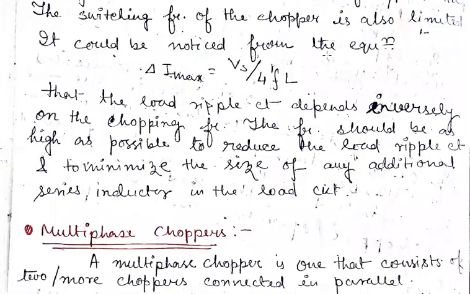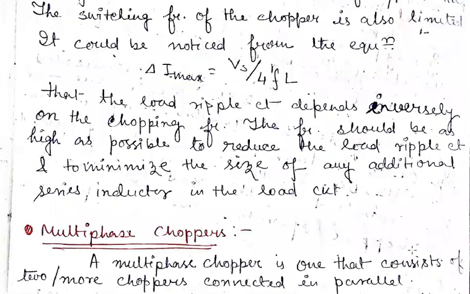From the equation, we see that the load ripple current is inversely proportional to the frequency. So the frequency should be as high as possible to reduce the load ripple current and to minimize the size of any additional series inductor in the load circuit. In a chopper, there is only one thing: if we can control the duty cycle K, then we can limit everything.